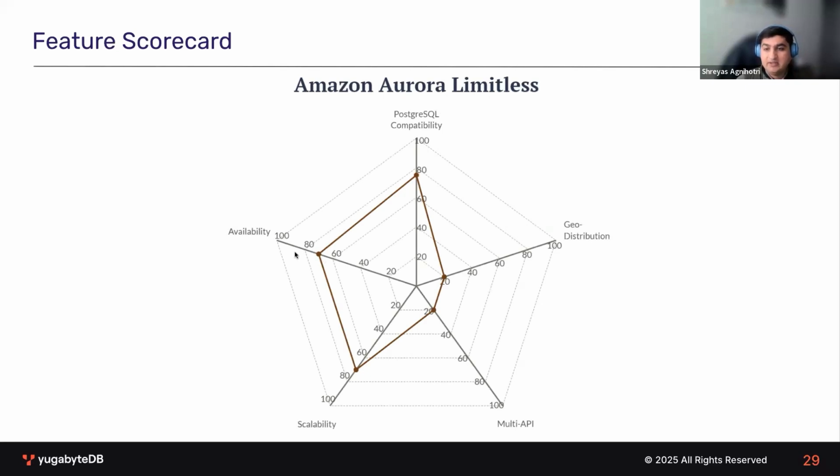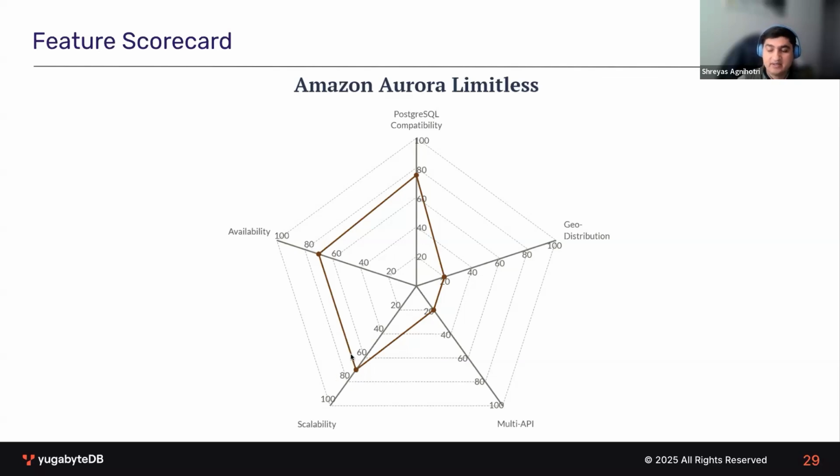Also, it gets a moderate score for availability, mostly because it's a single region restriction. You cannot span multiple regions with Aurora Limitless. And in terms of availability, there are still operations like major version upgrades. There are operations like OS upgrades, which cause downtime. So it doesn't get the high score for availability.